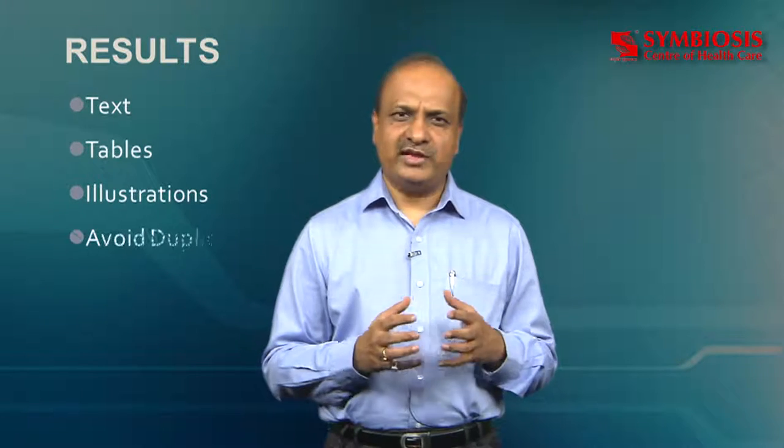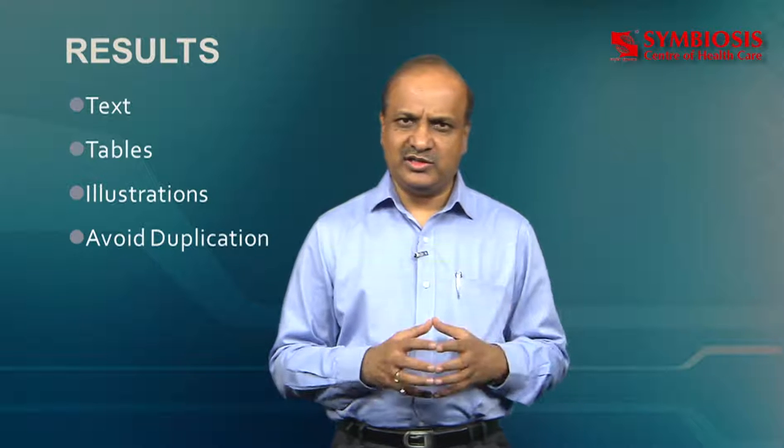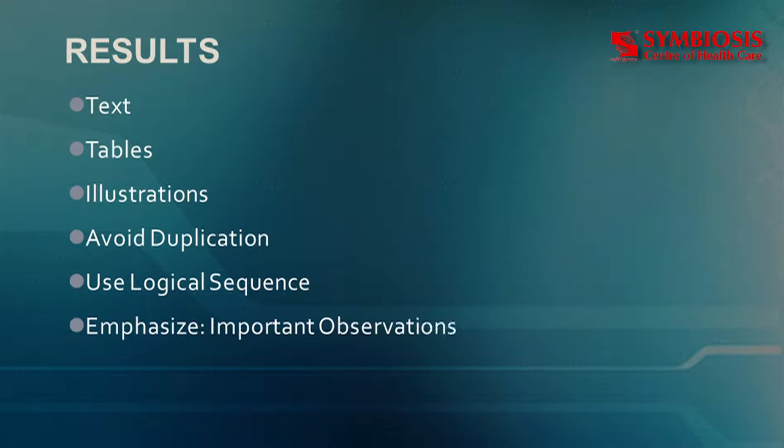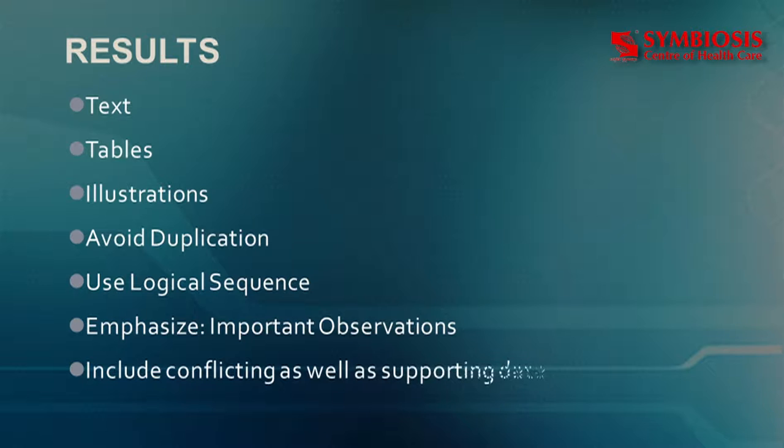How do we do that? For example, you can use text, you can use tables, you can use illustrations to present the result. Avoid duplication, that I already mentioned. Use a logical sequence, like some descriptive tables should come first, then the analytical tables would come. Emphasize the importance of observations. Include conflicting as well as supporting data, and at times the precision is also important.